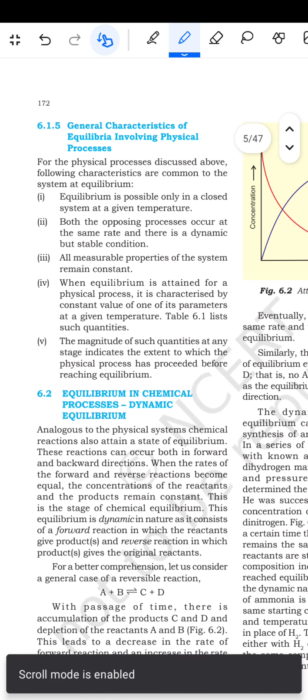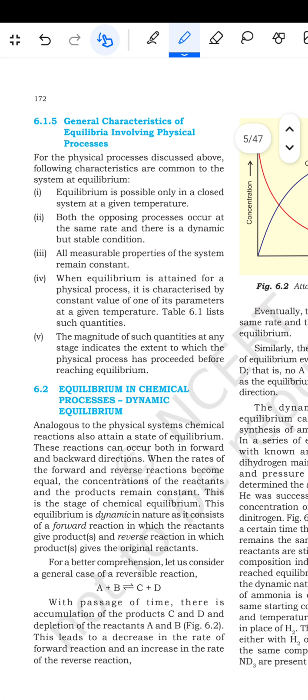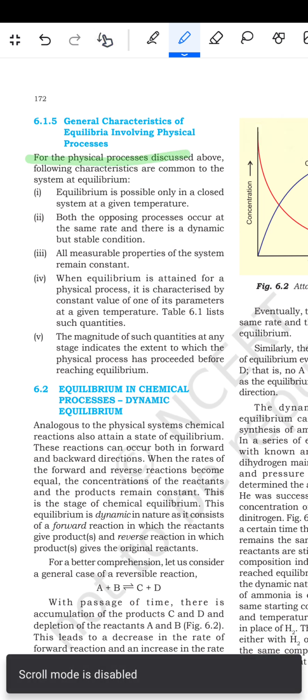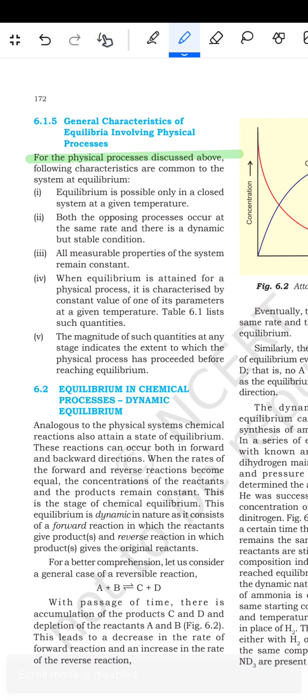अब बात करते हैं जनरल कैरेक्टरिस्टिक ऑफ द इक्विलिब्रियम इन्वॉल्विंग द फिजिकल प्रोसेसेस. तो बोलता है कि फॉर द फिजिकल प्रोसेसेस डिस्कस्ड एबव फॉलोइंग कैरेक्टरिस्टिक आर कॉमन टू द सिस्टम एट इक्विलिब्रियम. पहला कि इक्विलिब्रियम इज पॉसिबल ओनली इन ए क्लोज्ड सिस्टम एट ए गिवन टेम्परेचर. बोथ द अपोजिंग फोर्स ऑकरिंग एट द सेम रेट एंड देयर इज डायनामिक बट स्टेबल कंडीशन, or all measurable property of the system remain constant.